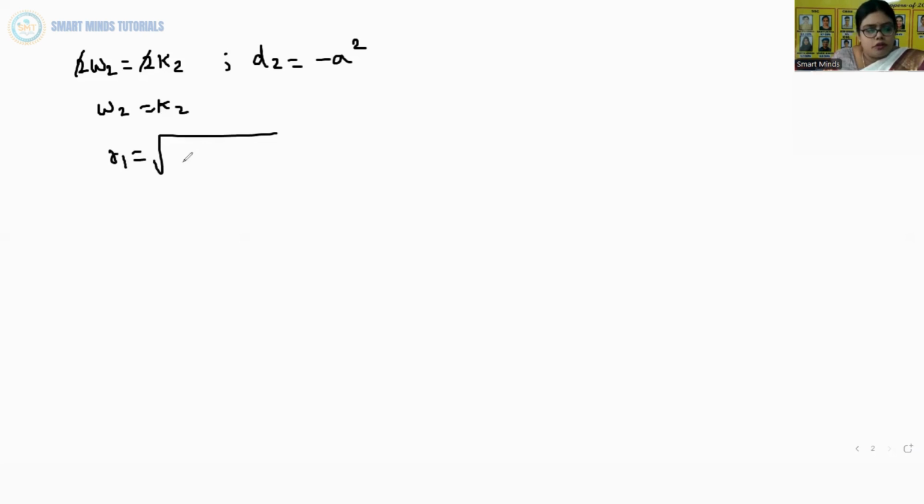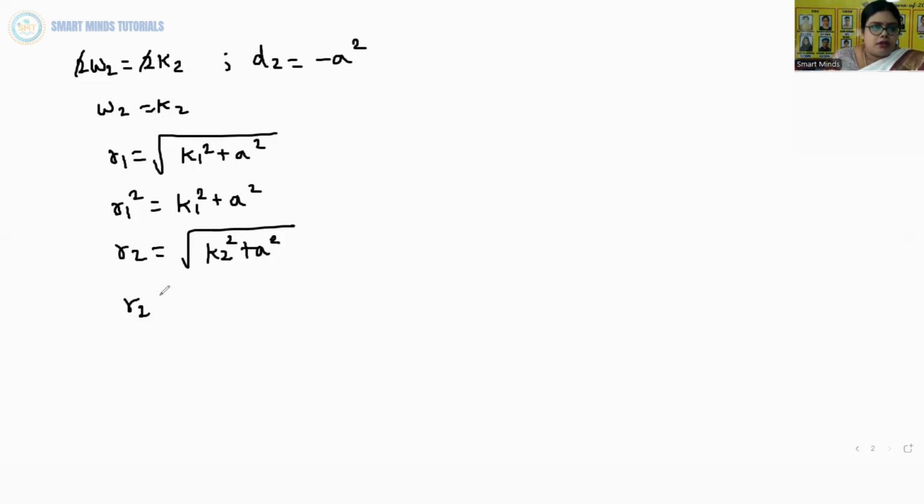Now we need to compare the second equation. So what do we get over here? The same way we get 2w2 equals to 2k2 and d2 equals to minus a square. So 2 cancel, you get w2 is equal to k2. So r1 is equal to root over k1 square plus a square. So r1 square is k1 square plus a square. So square and square root get cancelled. The same way r2 is equal to root over k2 square plus a square, and r2 square is equal to k2 square plus a square.